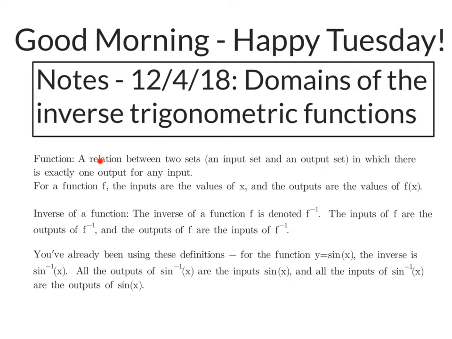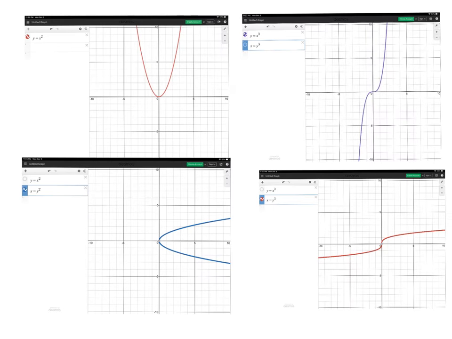Visualizing this definition, a relation between two sets in which there's exactly one output for any input. Okay, so here's some functions. Here we've got y equals x squared, or we might say f of x equals x squared if we were using that f notation. And here's the inverse. So if this is y equals x squared, now here I have x equals y squared.